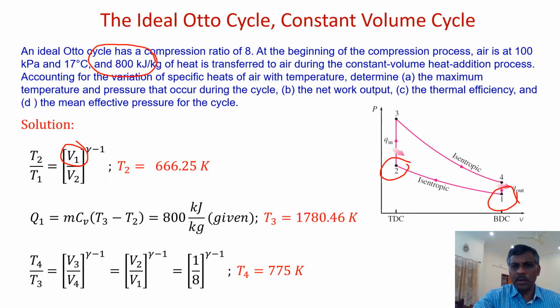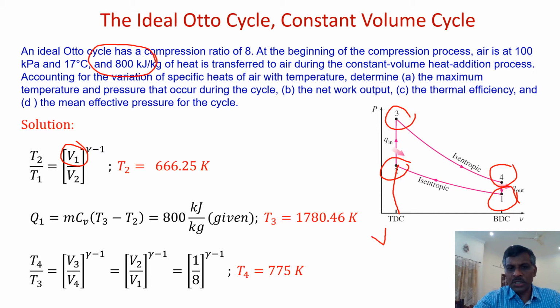For T4, again, you remember what is the process 3 to 4? Process 3 to 4 is reversible adiabatic, so you can use this law. So T4 by T3, because you have to calculate T4, that is why I am writing T4 at the top. When I write T4 at the top, V3 will come at the top. You should be careful about it. So T4 by T3 is equal to V3 by V4 to the power gamma minus 1. You note it, V3 is equal to V2. Both are same, isn't it?